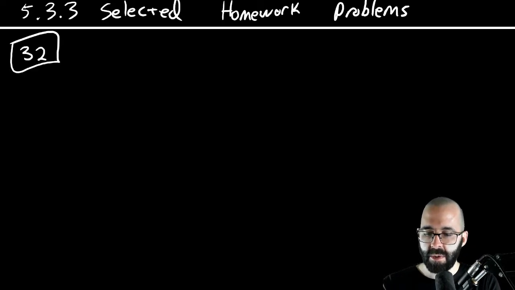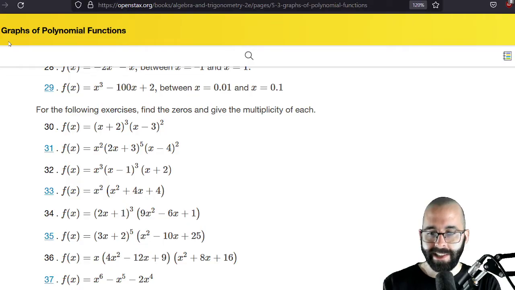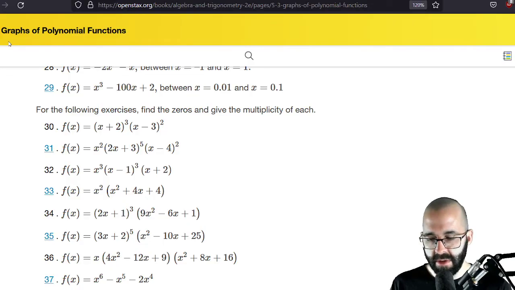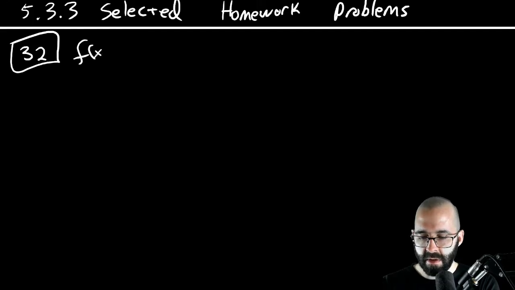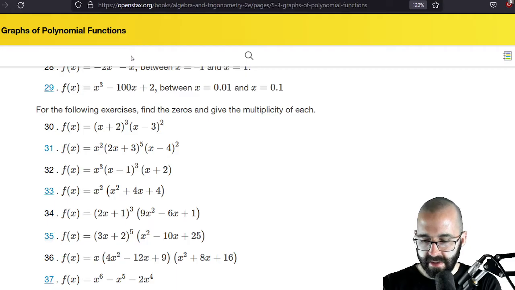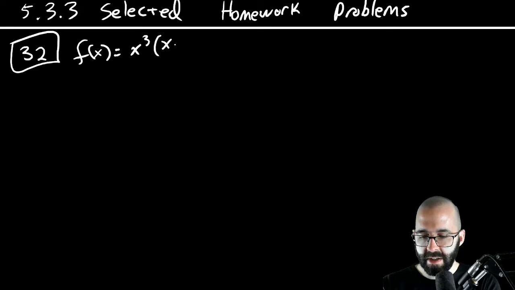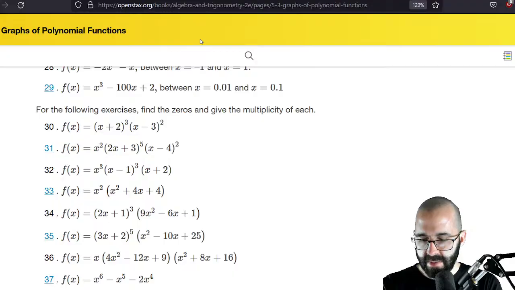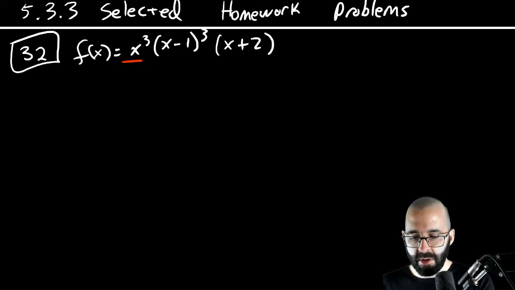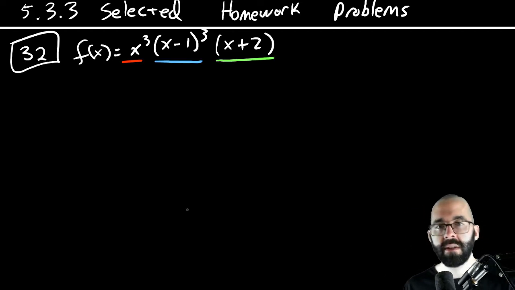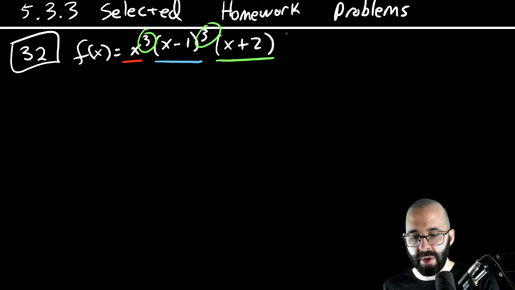Start with number 32, which states, find the zeros and give the multiplicity of each, for f of x equals x cubed times x minus 1 cubed times x plus 2. So again, we fully factor. It already is fully factored. And look at each term. Each term is going to have a 0 once it's fully factored. Multiplicity has to do with the exponent.